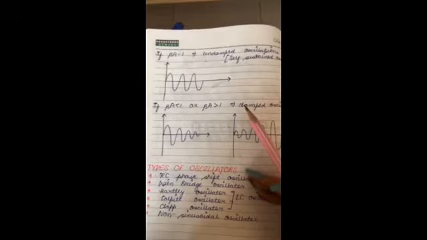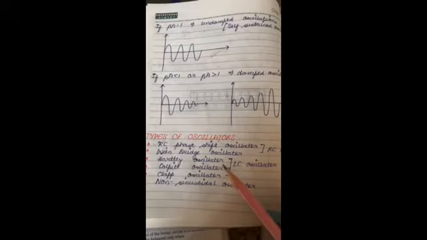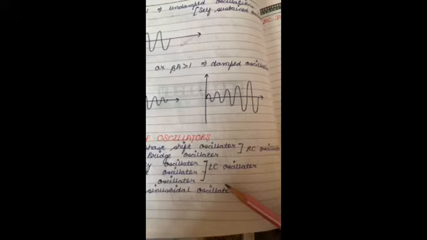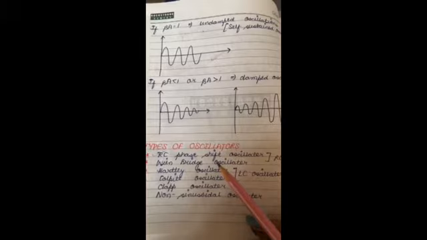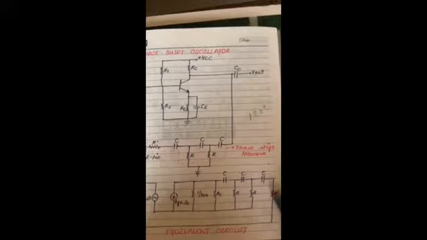And next we have the types of oscillator. There are a number of oscillators, right? RC oscillator and LC oscillator. RC means the components they are using are resistor and capacitor. LC means inductor and capacitor, right? So in today's lecture we will cover the RC phase shift oscillator. So starting with the RC phase shift oscillator, it is the basic circuit of RC phase shift oscillator, right?